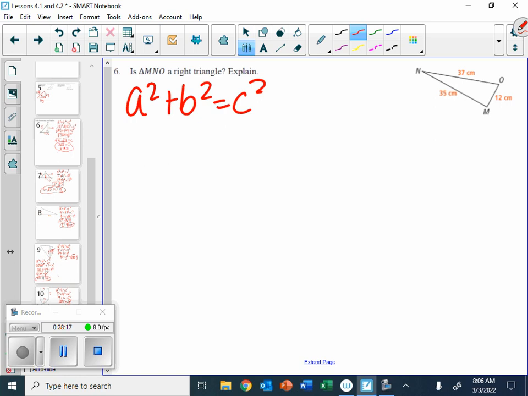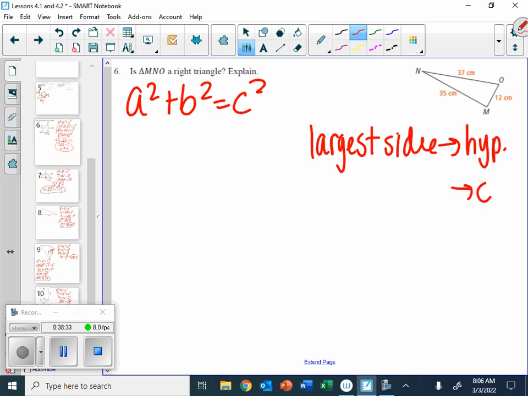37. Your largest side is always your hypotenuse. Write that down if you need to. Your largest side is always the hypotenuse, which is your C value. So that's your 37. The others can be A or B. So we'll say 35 is A, it doesn't matter, and 12 is B.